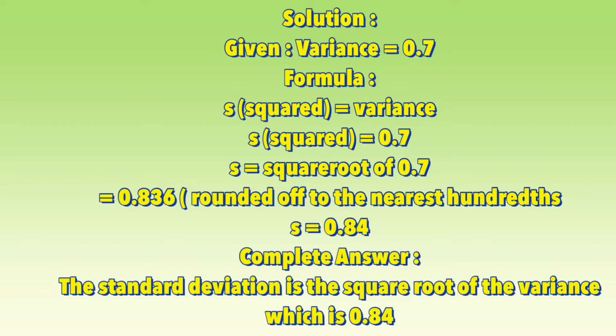Then we're going to find the square root of 0.7, and the result is s equals 0.836, rounded to the nearest hundredth. It becomes s equals 0.84. So s stands for standard deviation. Our complete answer: the standard deviation is the square root of the variance, which is 0.84.